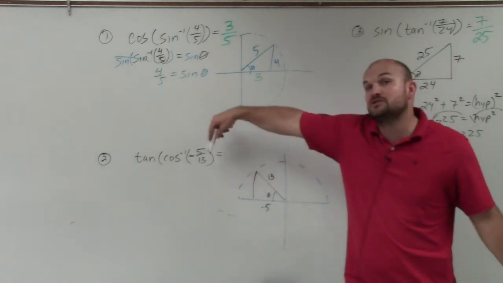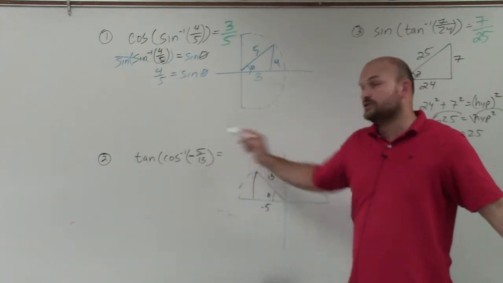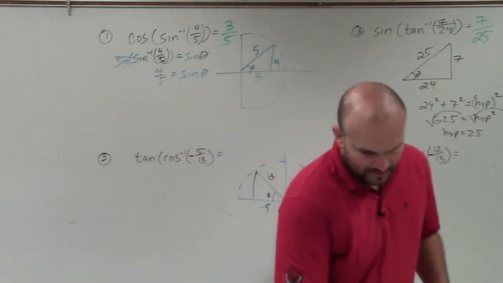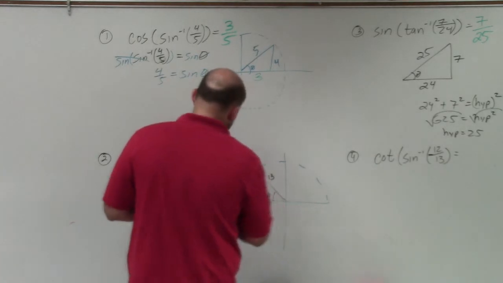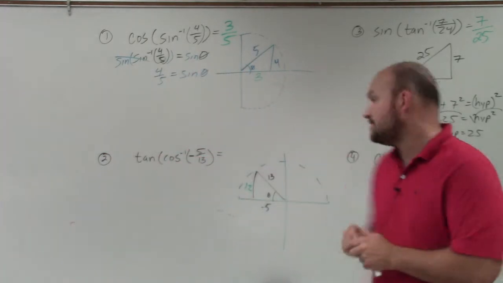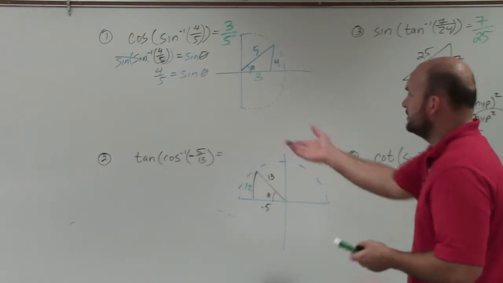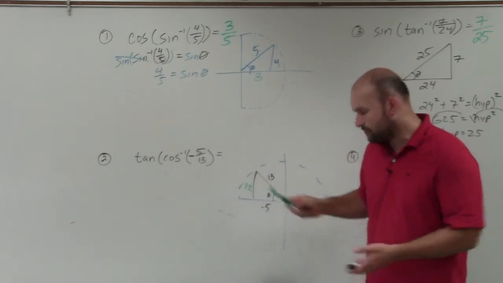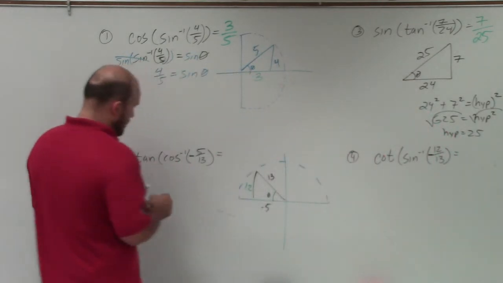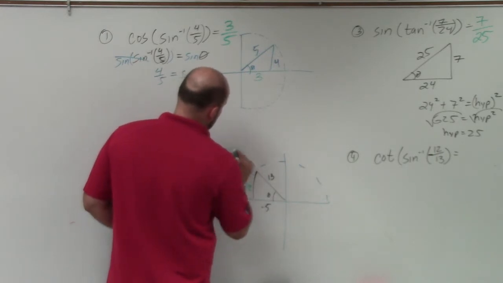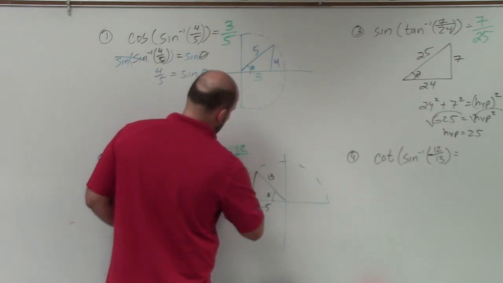Again, using either the Pythagorean theorem or your Pythagorean triples, you will get a value of 12. OK? So now that you know that you have a value of 12, you can now evaluate the tangent of this angle. Tangent is going to be opposite over adjacent, which will be 12 over -5, or negative 12 over 5.